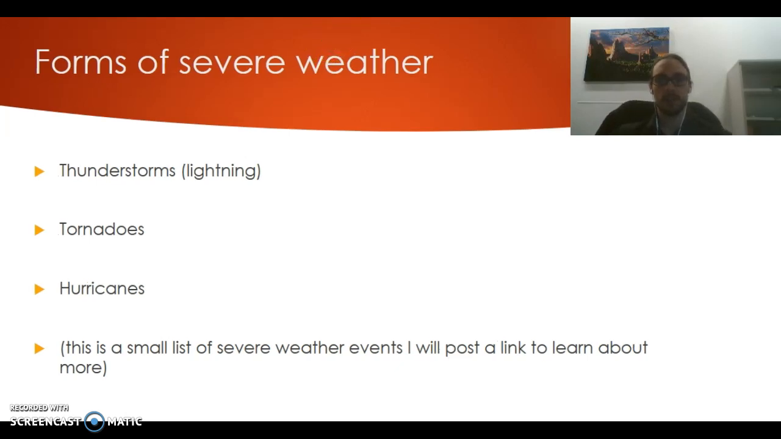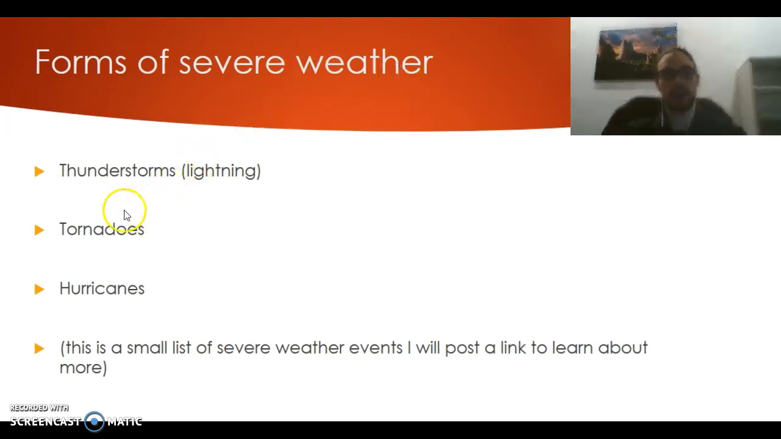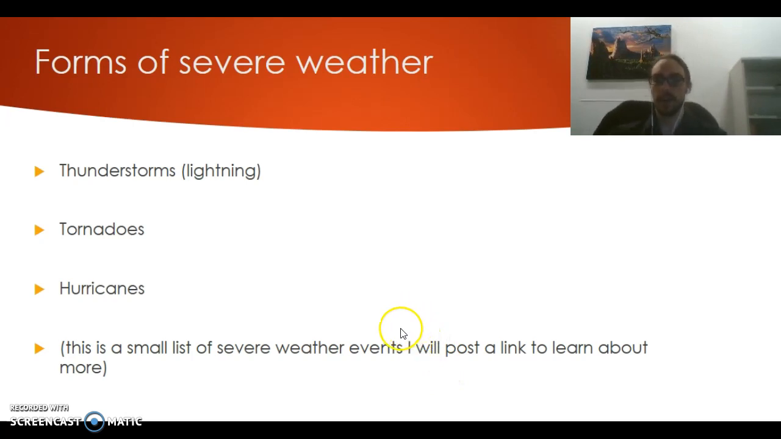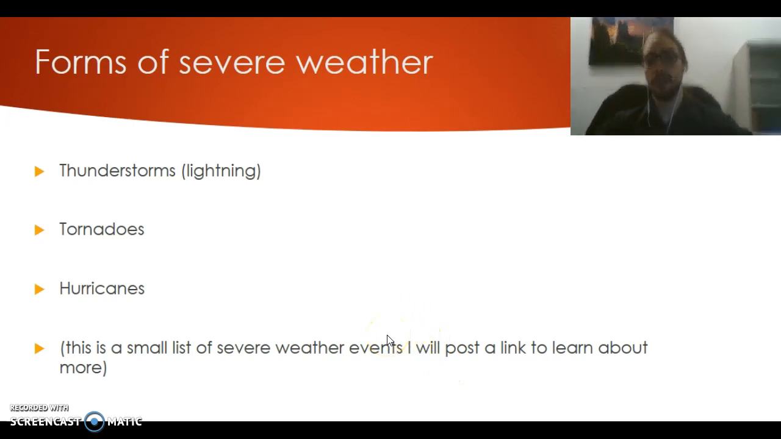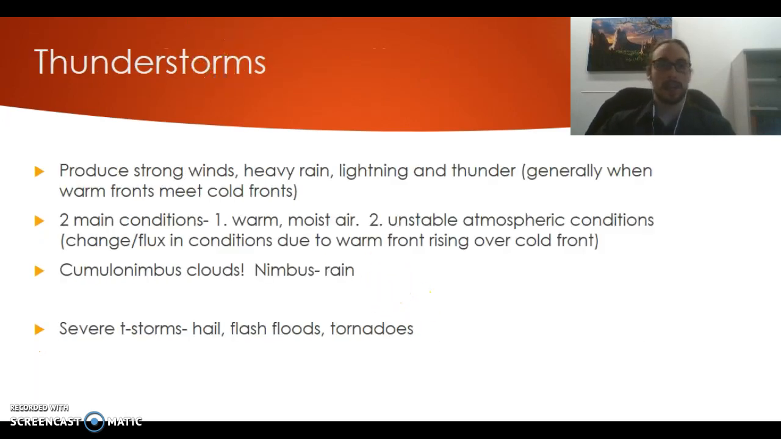Some forms of severe weather that we're going to talk about are thunderstorms, tornadoes, and hurricanes. This is a small list of severe weather events. I've already posted a link so that you can learn more about different severe weather events in different areas. So let's talk about thunderstorms.